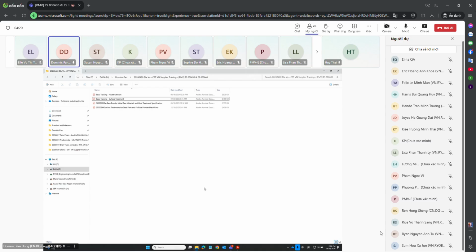Today's training is around 2 hours. I would divide our training into two sessions. First is about heat treatment, and second is about surface treatment. We would have a break after we finish the heat treatment session. So first of all, I would start with the basic training of heat treatment.